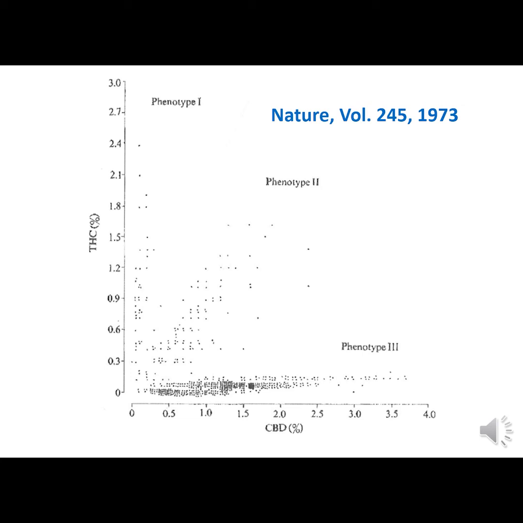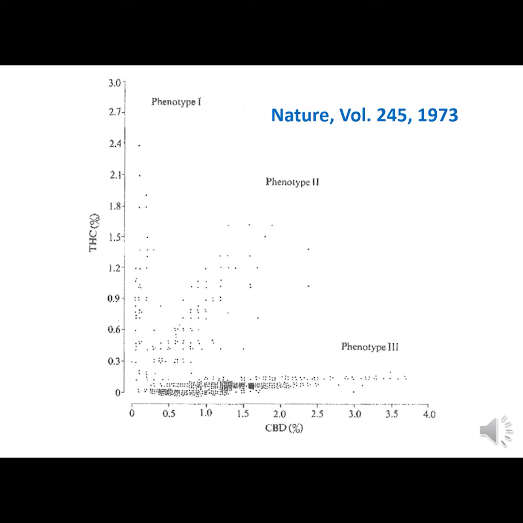Marijuana has the DNA that results in THC mostly being formed. Hemp has the DNA that results in mostly CBD being formed. The data shown here is a plot of THC concentration on the y-axis versus CBD concentration on the x-axis.